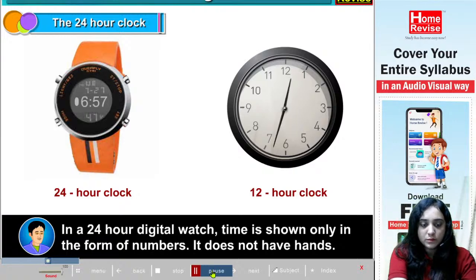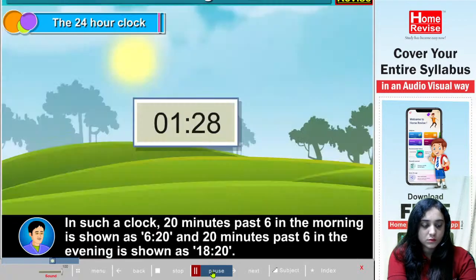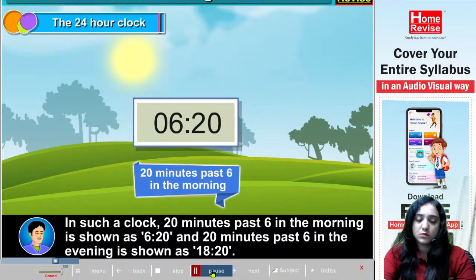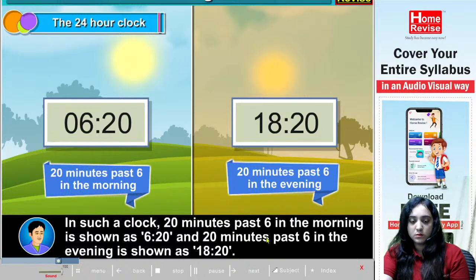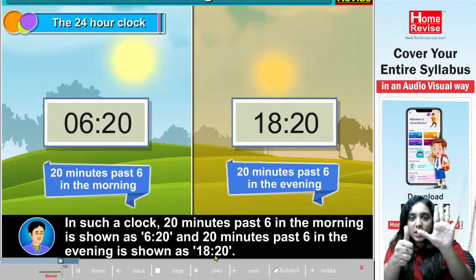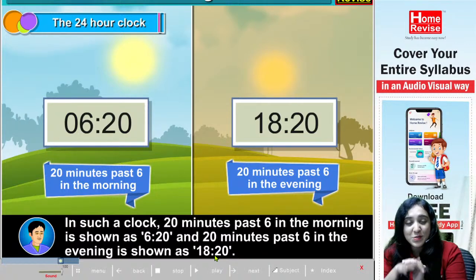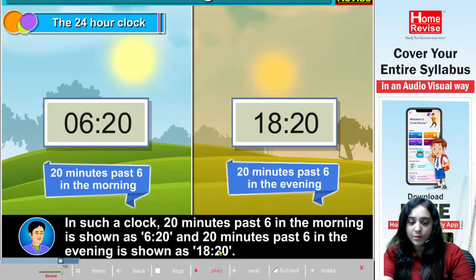Okay. In our digital watch, time is shown only in the form of numbers. It does not have hands. In such a clock, 20 minutes past 6 in the morning is shown as 6:20, and 20 minutes past 6 in the evening is shown as 18:20. अब ये 18 है ना, 18 का यूनिट्स प्लेस में क्या है, 8, 8 में से 2 गया तो अगेन इट इज 6. So this is how it is very easy for you all to understand from this 24-hour clocks also. Okay, हाँ, पे अटेंशन.